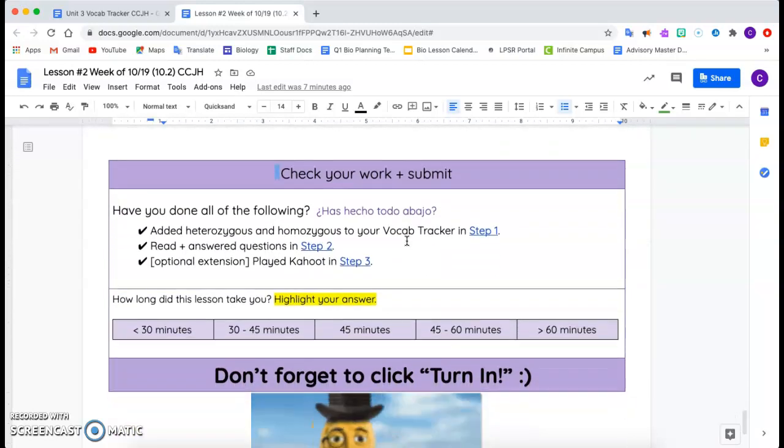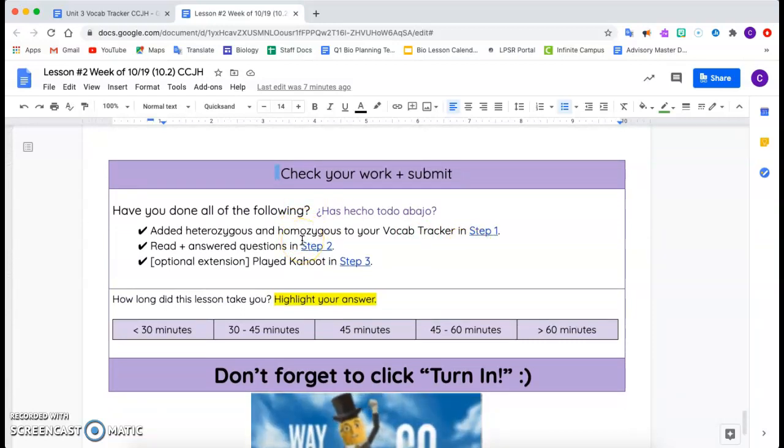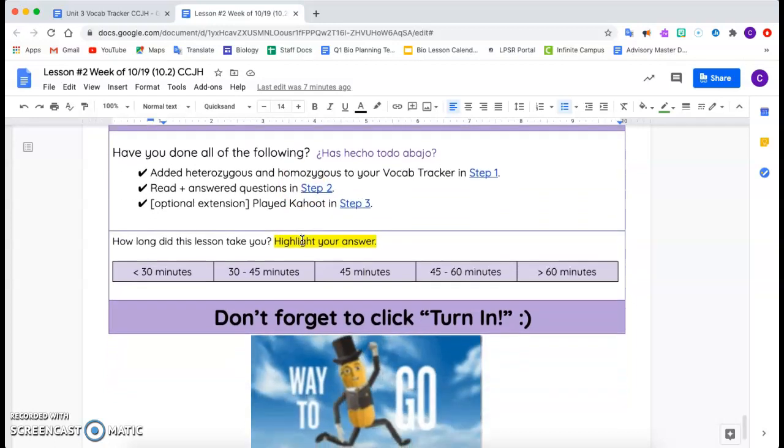All right, last step, make sure that you did your vocab tracker, you read and answered the article and the questions attached to the article, and then if you wanted to play Kahoot, that you did that.